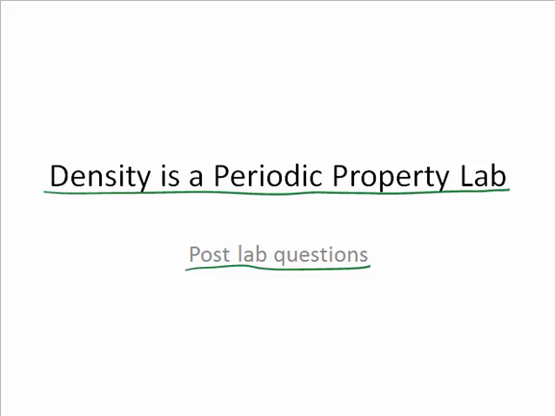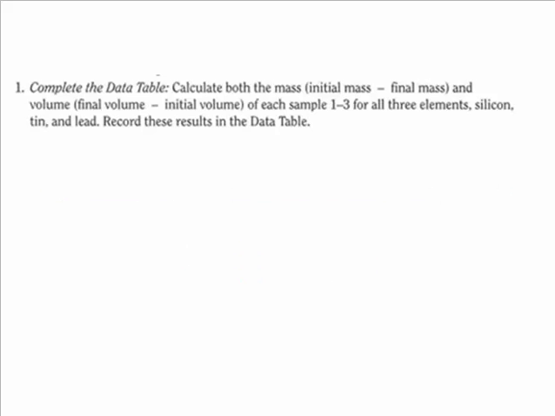In this video I'm going to review with you the post-lab questions from the Density is a Periodic Property Lab. In the first question it says, complete the data table, calculate both the mass, initial mass minus final mass, and volume, final volume minus initial volume, for each sample 1 to 3 for all three elements, silicon, tin, and lead. Record these results in the data table.